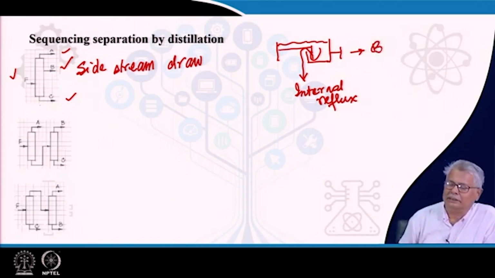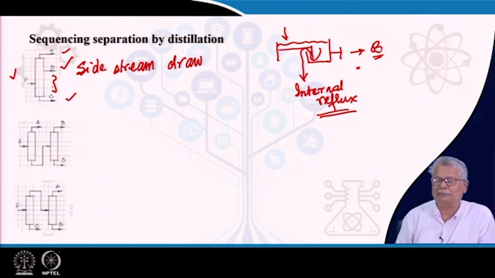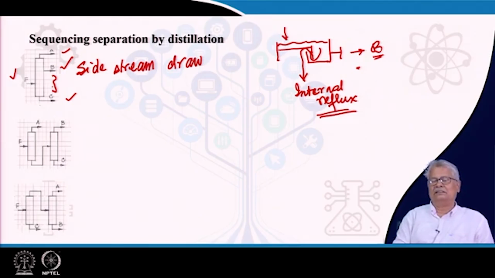You will notice one thing, whatever liquid falls on this, if the entire amount is drawn out as B, the internal reflux would dry out. That means it will make these trays ineffective. That means there is a limit up to which, if you have to maintain a quality of B, you can draw, and that is slightly more complicated as compared to operating your straight column.